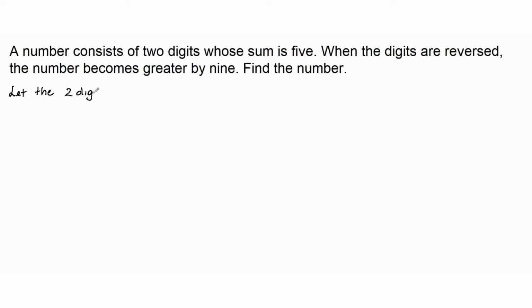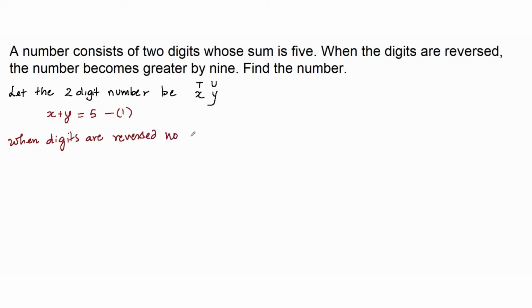Let the two-digit number be xy, where x is my tens digit and y is my units digit. Now the sum of these two digits, that is x plus y, is equal to 5. This is my first equation, by the way. When the digits are reversed, the number becomes yx. That is, the units place and the tens place digits get interchanged.